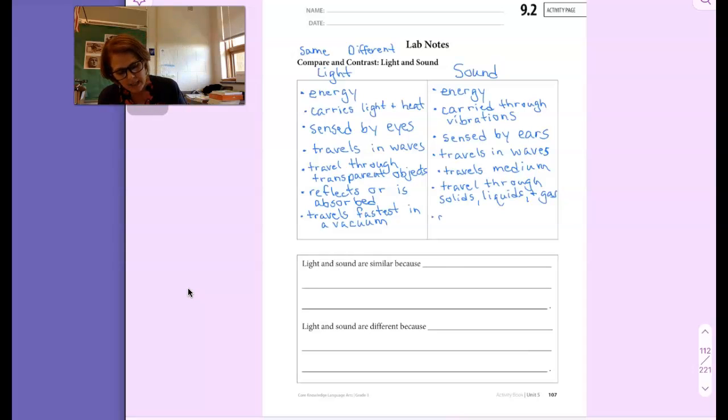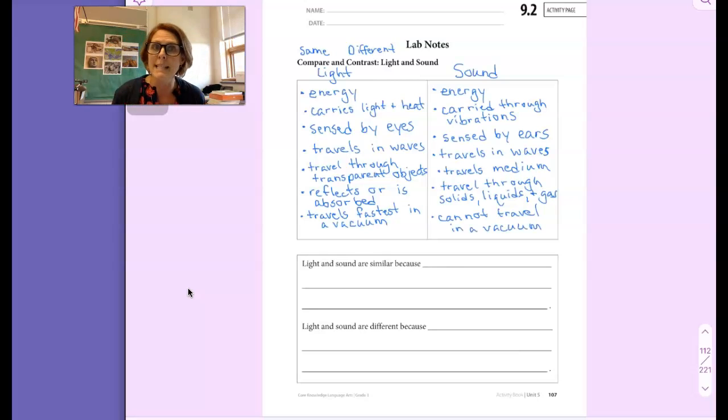And sound cannot travel in a vacuum. Remember, if we go to space, when you take your trip to space in many, many years, when people can go to space, there's no sound because it is a vacuum and there are no particles for the sound vibrations to hang on to. So here's what you need to do now.